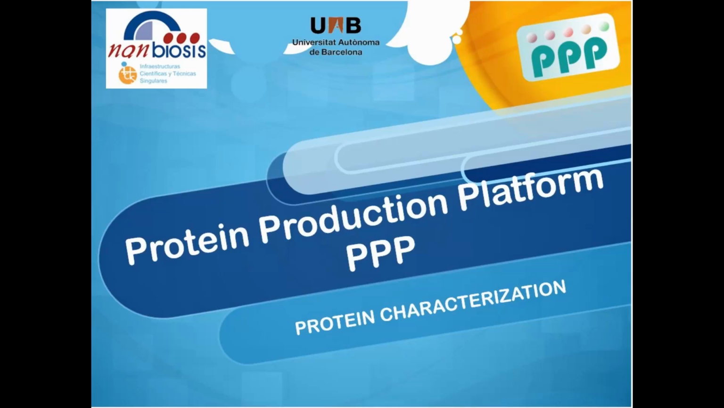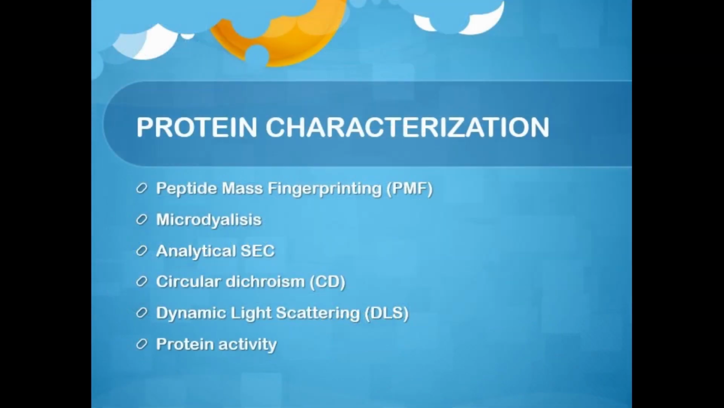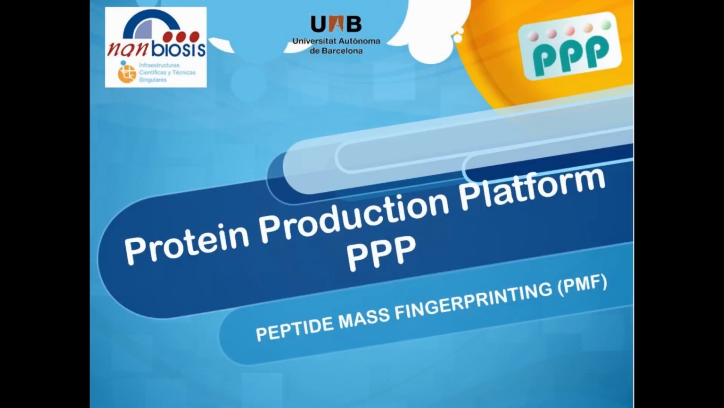Protein characterization. In this last section, we are going to explain some of the most usual characterization methods carried out over the purified samples, such as peptide mass fingerprinting, microdialysis, analytic size exclusion chromatography, circular dichroism, dynamic light scattering, and protein activity.